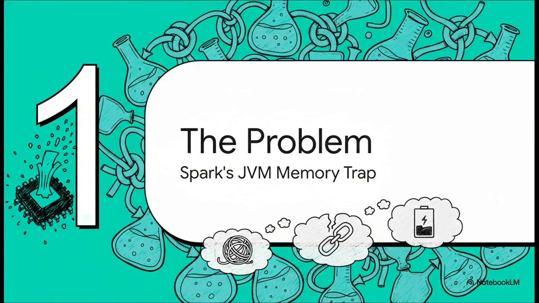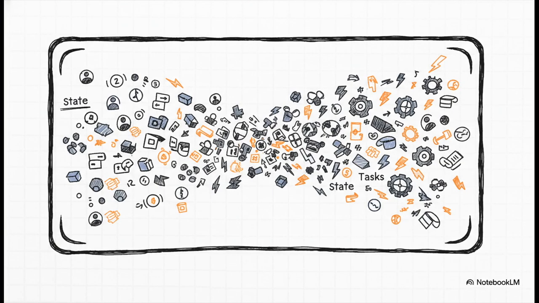All right, so where does it all go wrong? Well, the root of the problem is where Spark keeps its state by default. And that's right inside the JVM heap. You see, by default, Spark just crams all of this state, every single user's click count, all that session data, right into the executor's JVM memory. And here's the kicker. That means the state is fighting for the exact same very limited memory space that your actual processing tasks need to do their job.